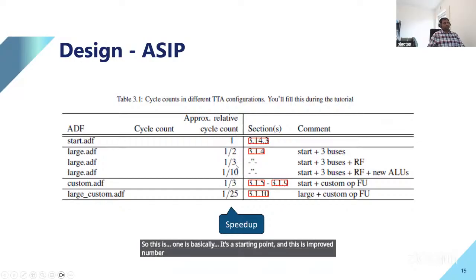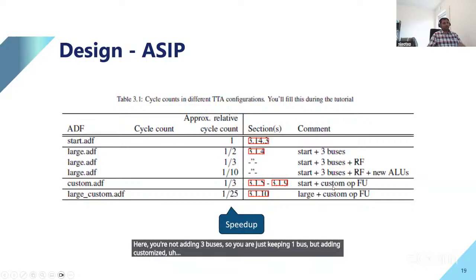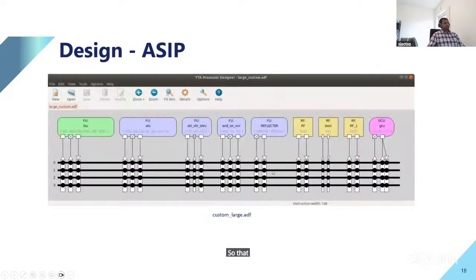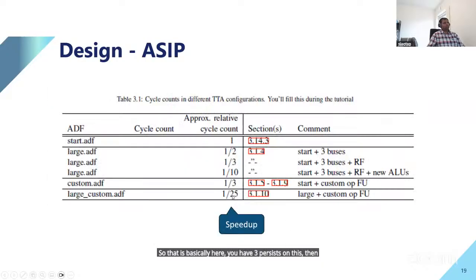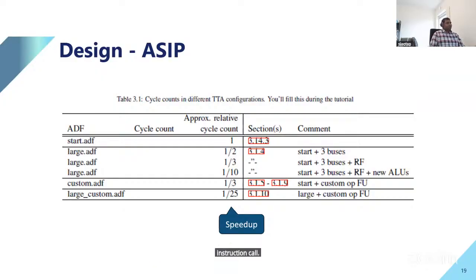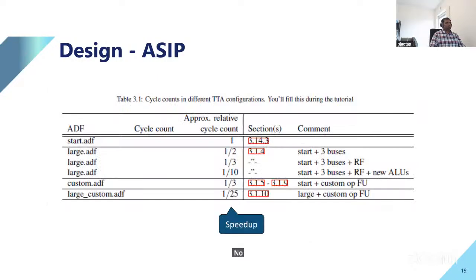And if you add customization, here you're not adding 3 buses. You're just keeping 1 bus, but adding a customized block. So the bus is still a problem. That's why here it's a one-third improvement. And if you add this large custom operation where you have the buses also, so that here you have 3 buses, then you can see a 25 times improvement in the instruction count. What I want to tell you here, basically, is that no commercial tool is a showstopper.